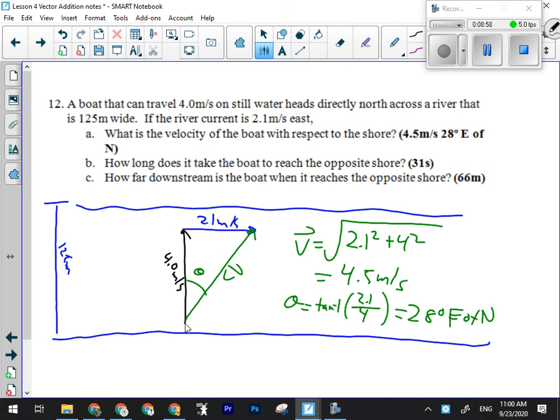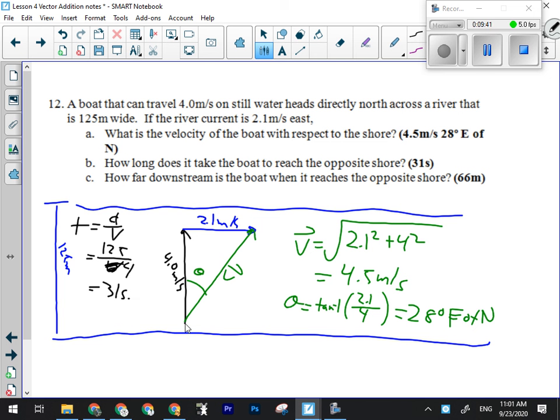Now probably a few of you are going, yeah, but Coderre, you're not going straight across. You're going downstream at the same time. Yep, you're right. But that actually doesn't change how fast I get across. It just changes where I end up when I get across. I'm still rowing across the river at 4 meters per second and it's 125 meters across. These two things are happening concurrently, that is at the same time. So to find the time, T equals D over V. If I have my distance, 125 over 4, that'll give me my 31 seconds.